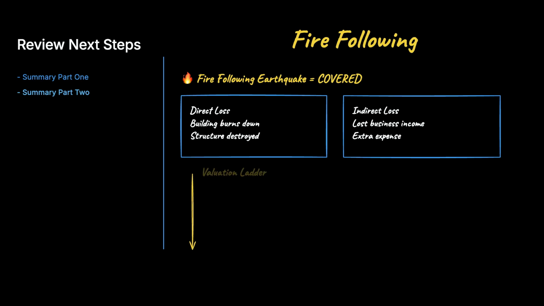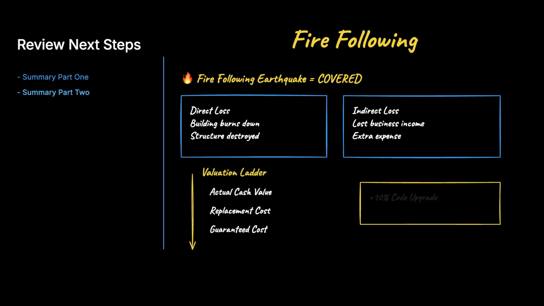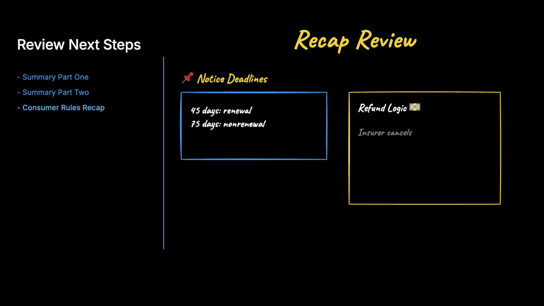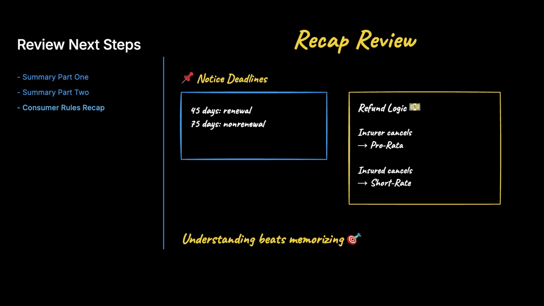You nailed California's signature rule: fire following earthquake is covered, even when the quake isn't. You climbed the valuation ladder from actual cash value through replacement cost up to guaranteed, and saw why at least 10% code upgrade coverage rides on top. Everything ties back to indemnity. Then you mastered the consumer rules, the disclosure that informs but never governs, the 45 and 75-day notice deadlines, and the refund logic where insurer cancels means pro rata and insured cancels means short rate.